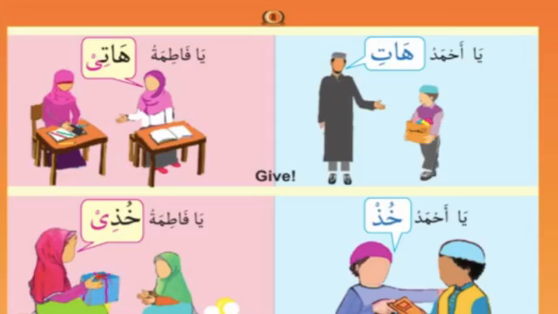And when you want to command a female or a girl or a woman to give, you say hati also, but the verb form is to command a girl or a woman or a female to give. All right. So in the picture, we have two friends.